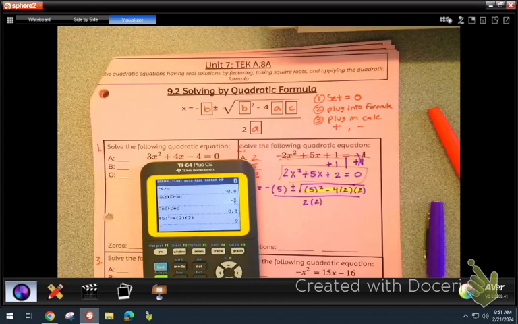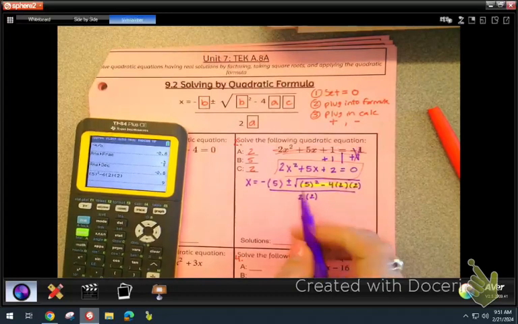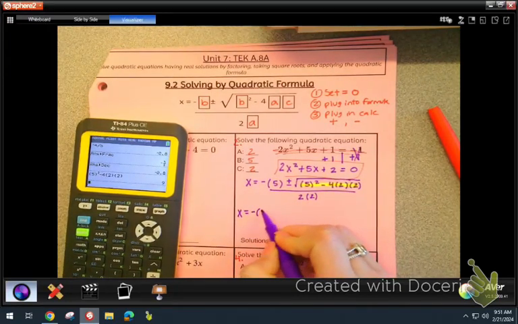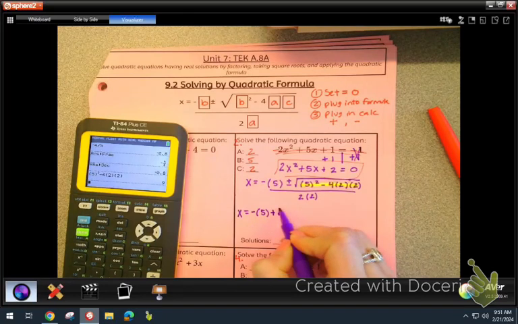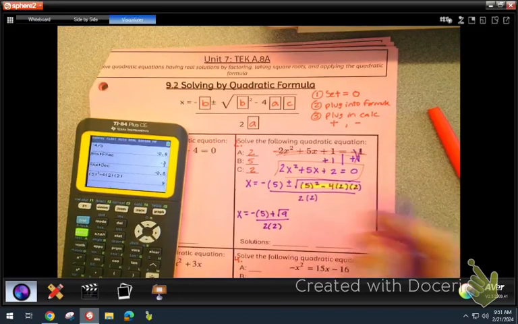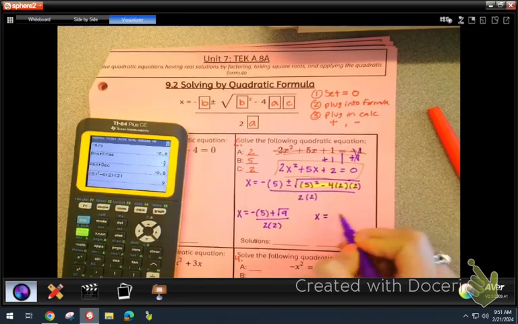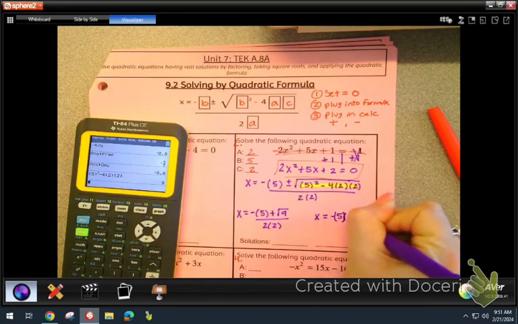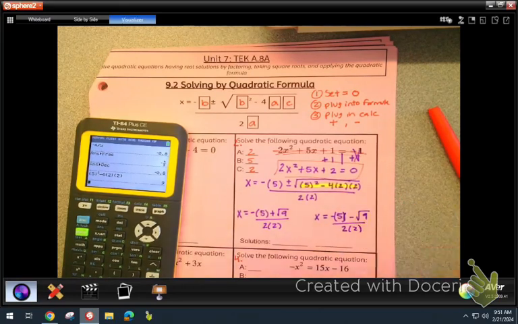Now, I'm going to separate this into 2 different parts. x equals negative 5 plus square root 9, over 2 times 2. What's the other one? x equals negative 5 minus square root 9, all over 2 times 2.